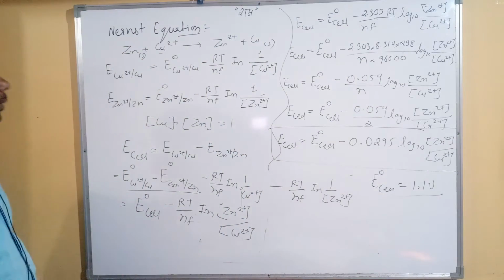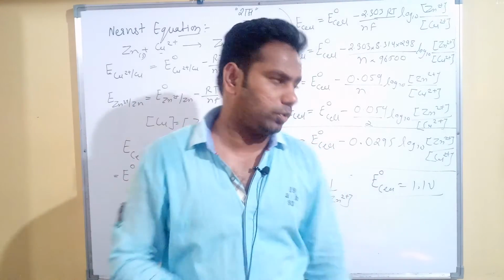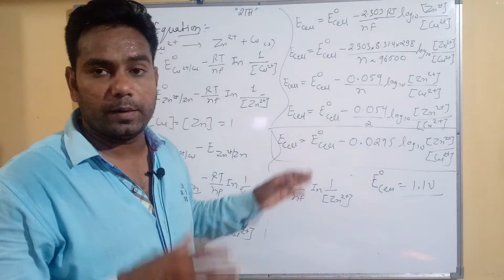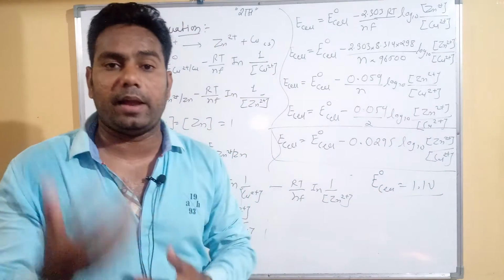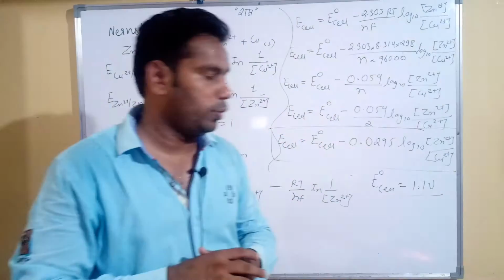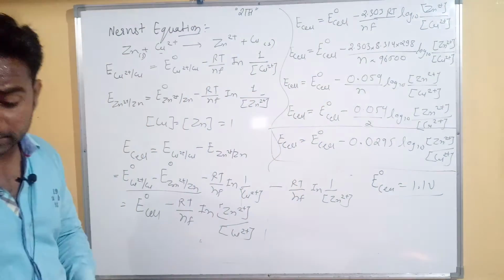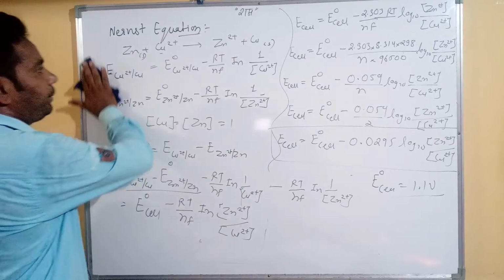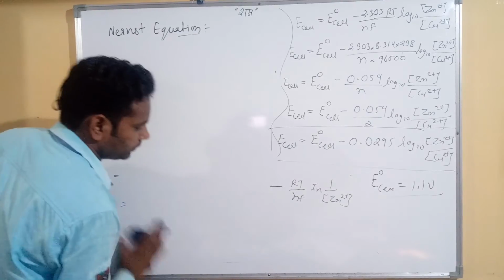We already know the E0 cell for the Daniell cell is 1.1 volt. So we put 1.1 and solve the equation. And again, if you have any numerical problem, put the concentrations which are given in the numerical. Clear? So next, we take one example from our NCERT book.